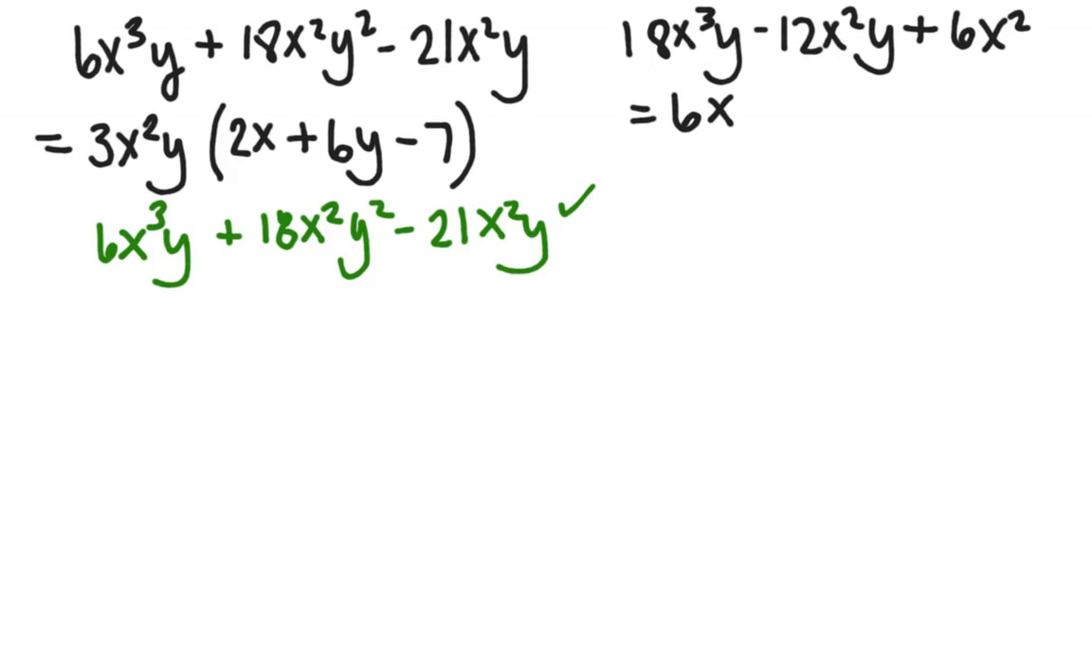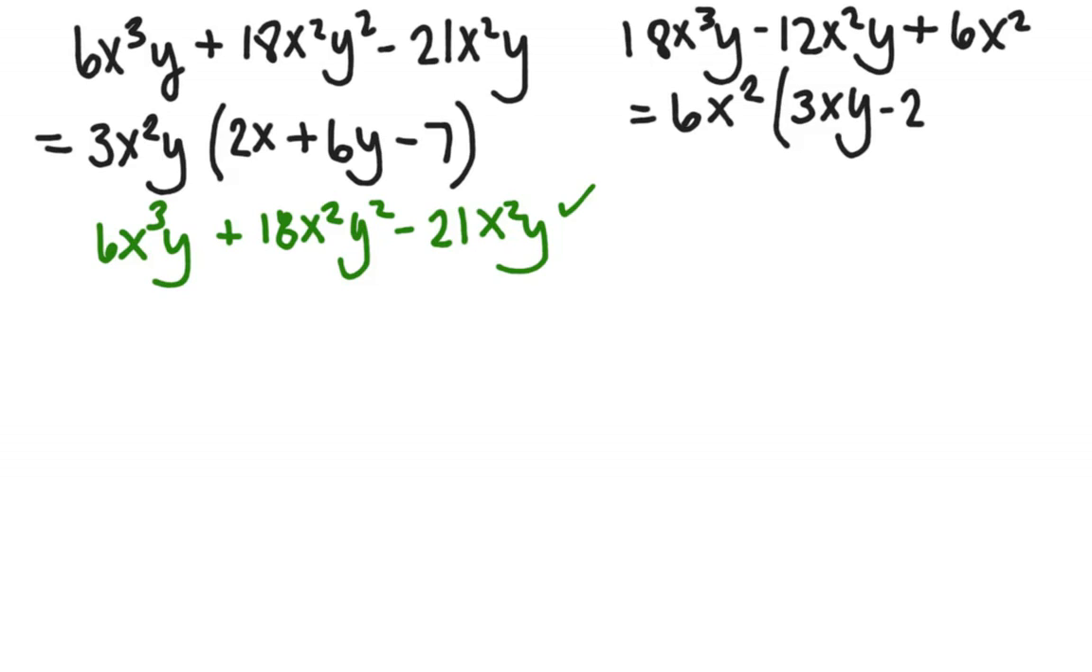The lowest power of x is x squared. I do not have y in all three terms. It's missing from that third term, so we cannot factor out a y. 18 divided by 6 is 3. I have x squared. If we multiply by x, that will get me to x cubed. Y needs to be there, so we have the y. Negative 12 divided by 6 is negative 2.